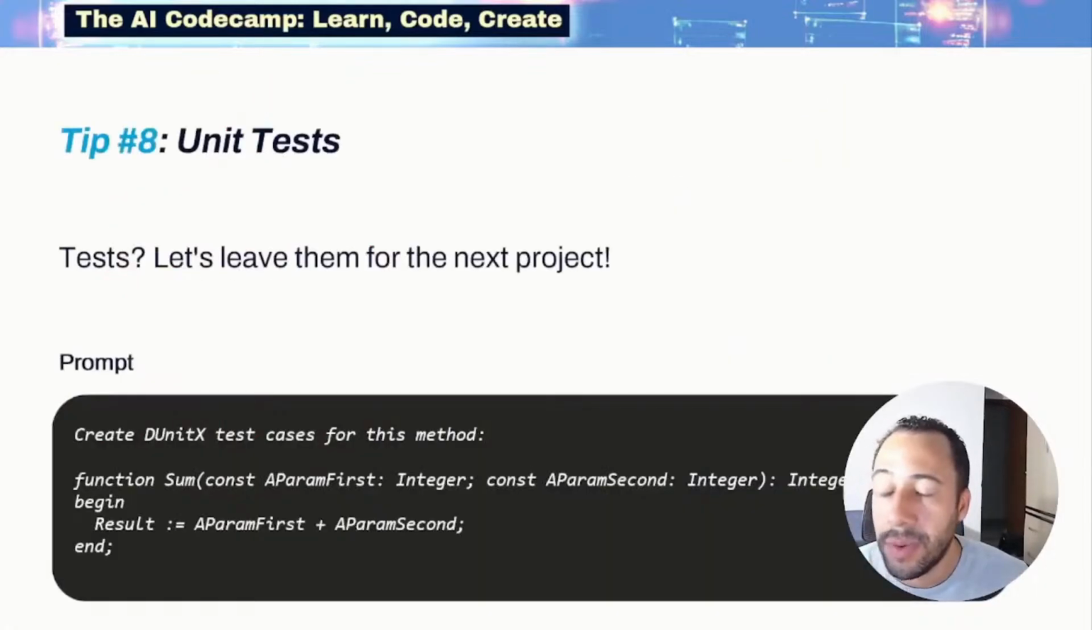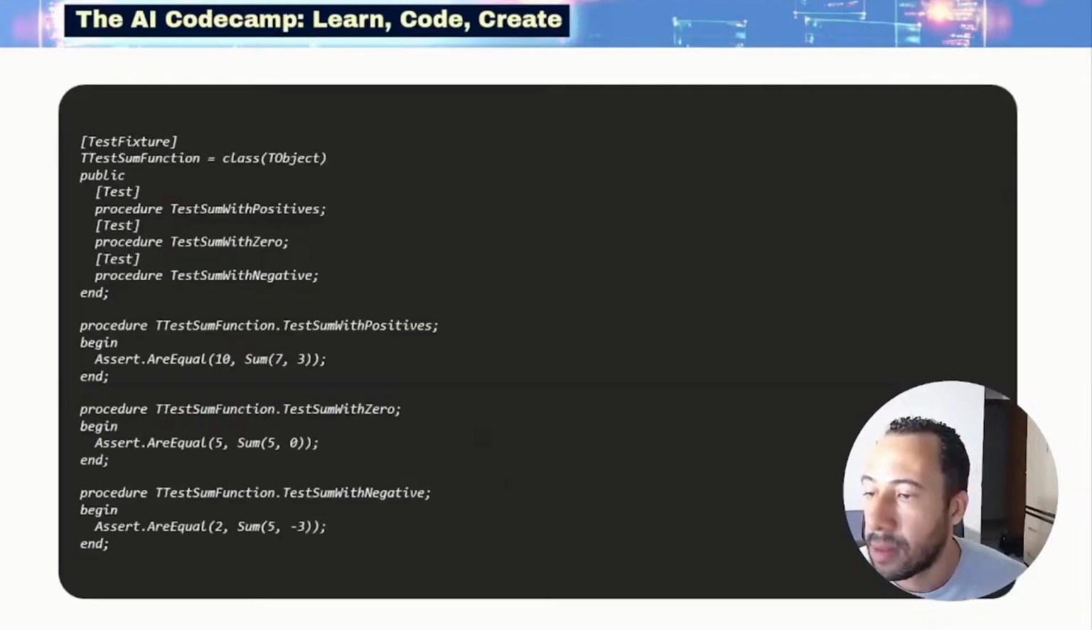Tip 8. Unit tests. Testing always gets put off for the next project. No more. The AI builds the framework, sets up asserts, and covers edge cases, ready to run or tweak.